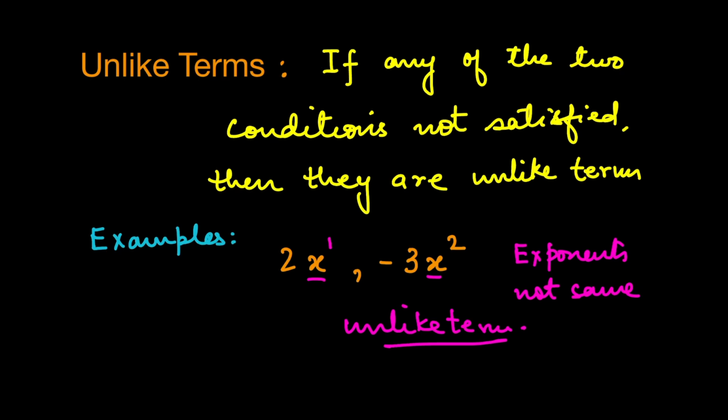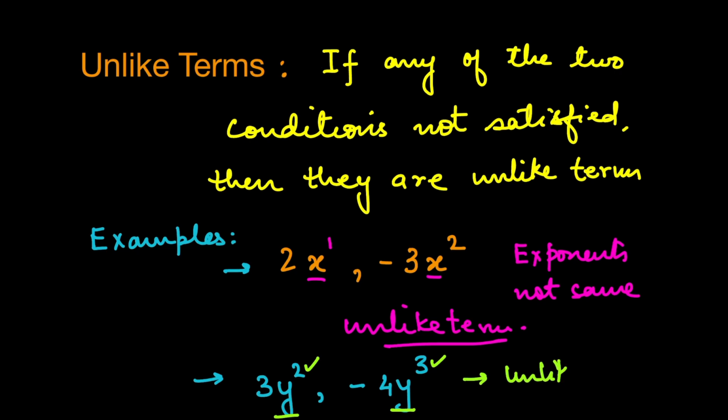Now another example, 3y square and minus 4y cubed. Again the variable is the same, but the exponents here we see are not the same. So these are unlike terms, or not like terms.